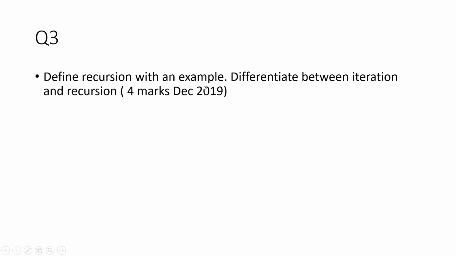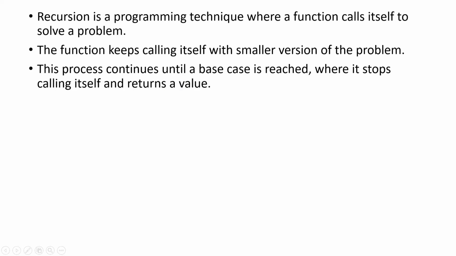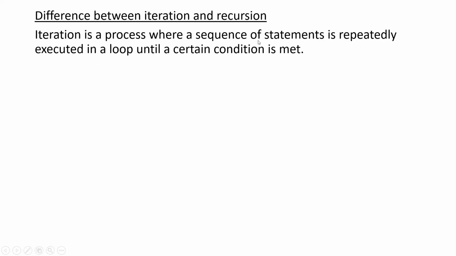Define recursion with an example. Differentiate between iteration and recursion. So we have already defined the recursion. Now let us see the difference between iteration and recursion. Iteration is a process where a sequence of statements is repeatedly executed in a loop until a certain condition is met. Example, we will write the factorial of a number using iteration.